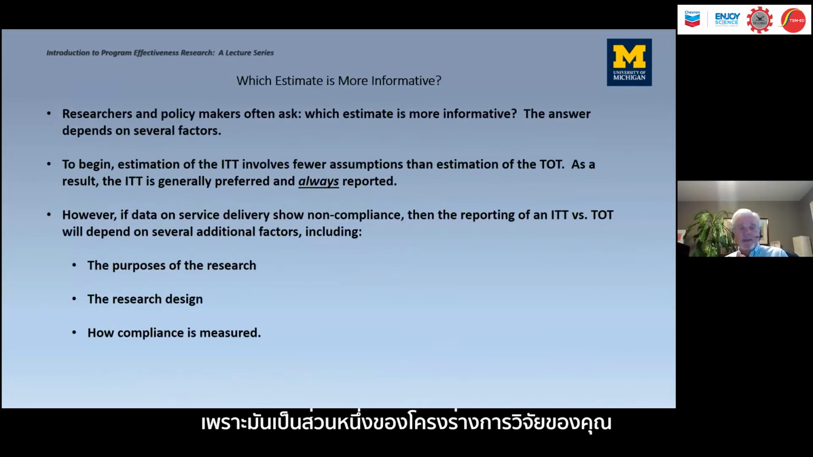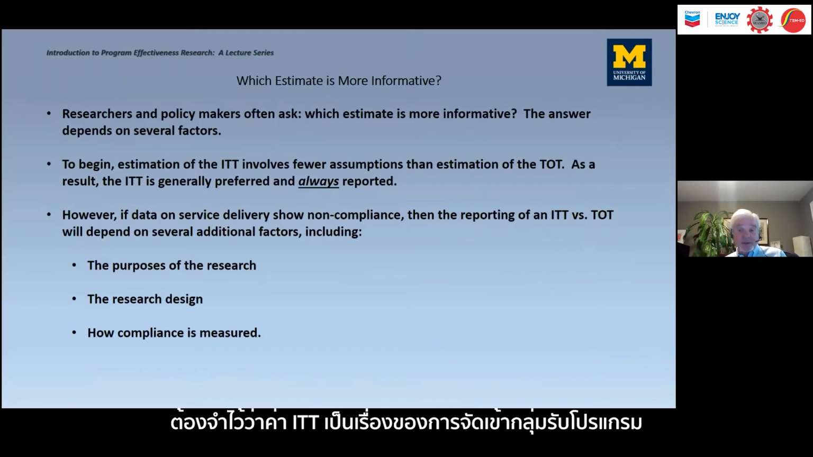Researchers and policymakers, for that matter, often ask, well, which estimate is more informative? Do I want the ITT or do I want to look at the TOT? And the answer actually depends on several factors. So the first thing is that the ITT involves fewer assumptions than estimation of the TOT.